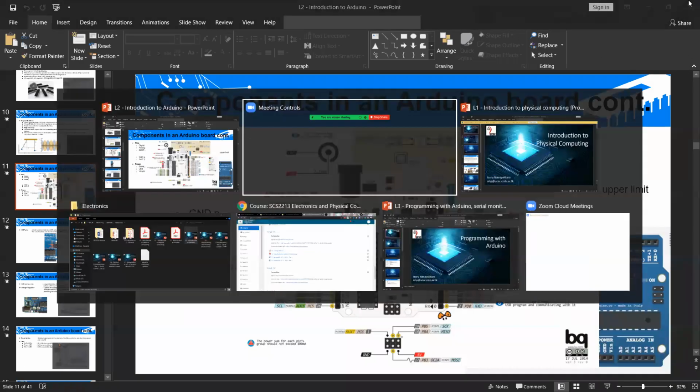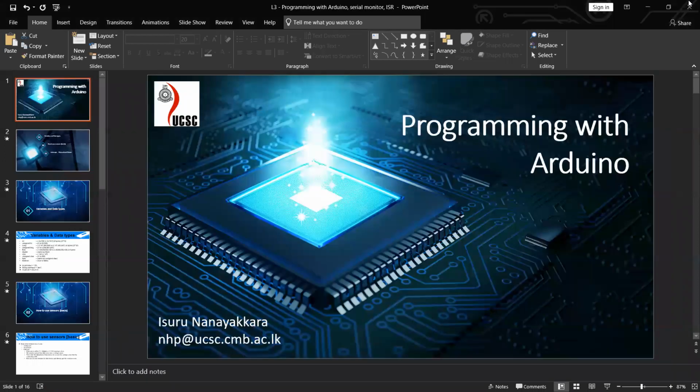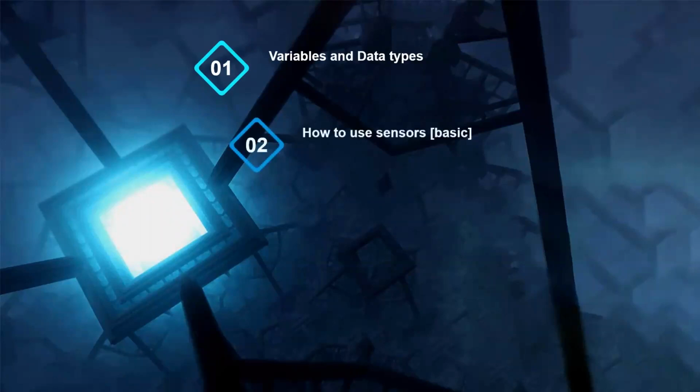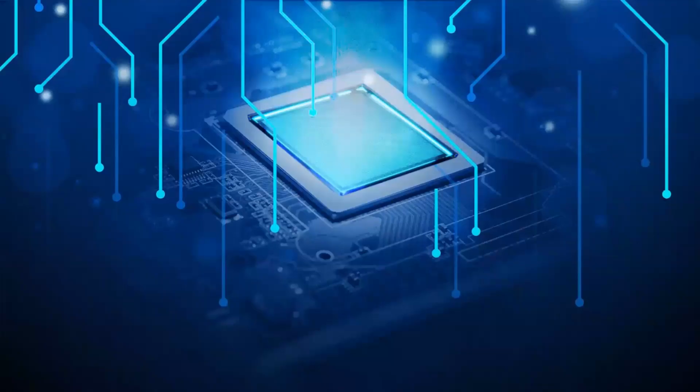Okay, so that's the end of the previous lectures. Then we can move to today's lecture. Right, so we first going to discuss briefly about data types and variables we have, then how to use sensors, then the interrupts, right?